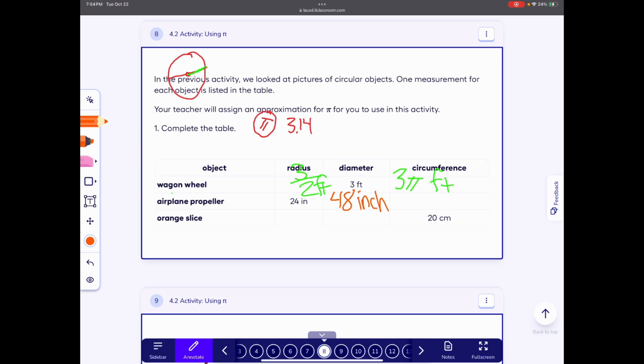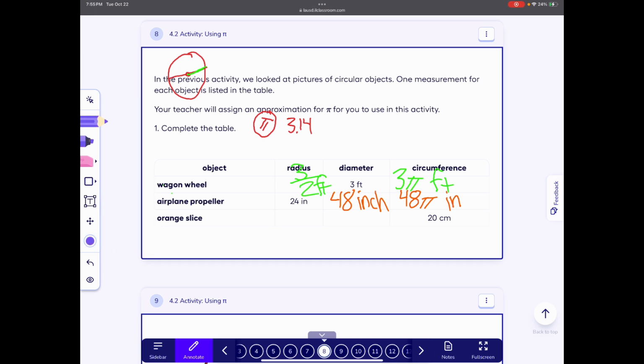Okay, now how about the circumference? Well, just like the wagon wheel, the airplane propeller is also a circle. So the circumference is the diameter times pi. What's the diameter? It's 48. And that's times pi. 48 pi is the circumference. And that's in inches.